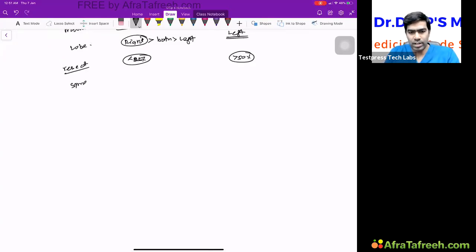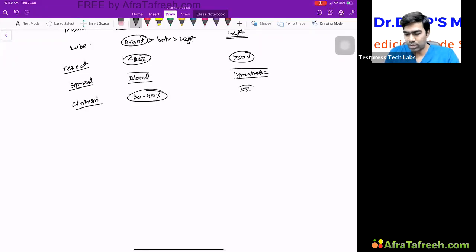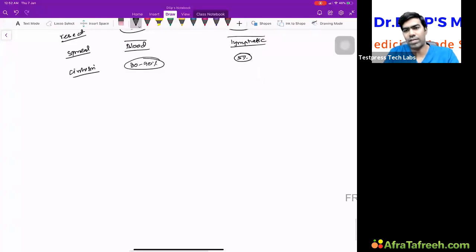As far as spread is concerned, spread is predominantly blood. I told you this is vasculo-invasive, through the hepatic artery and portal vein, that's the usual route of spread. But here it is more of a lymphatic spread, to lymph nodes. And association with cirrhosis: I told you 80 to 90% of the cases of HCC are due to background cirrhosis, whereas only 5% of the fibrolamellar type of HCC will have background cirrhosis. Very rare association with cirrhosis.